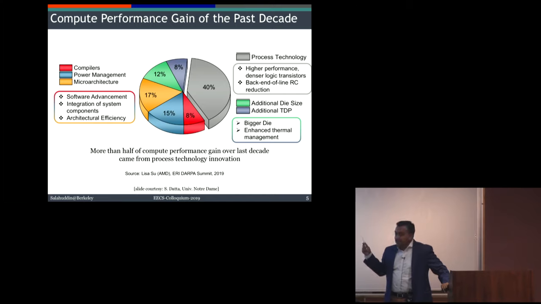So what this is saying is that this performance gain in computing, almost 75% of it is basically coming from devices and materials, okay, in the last one decade.